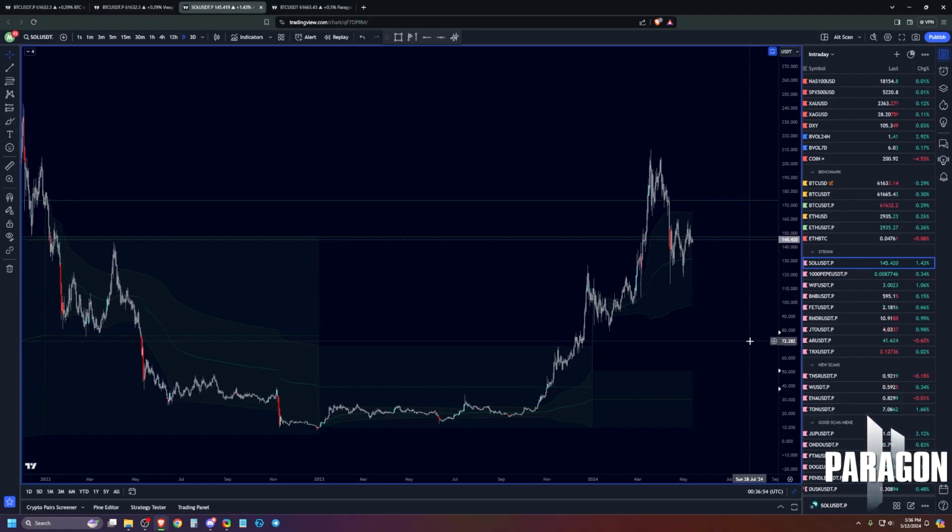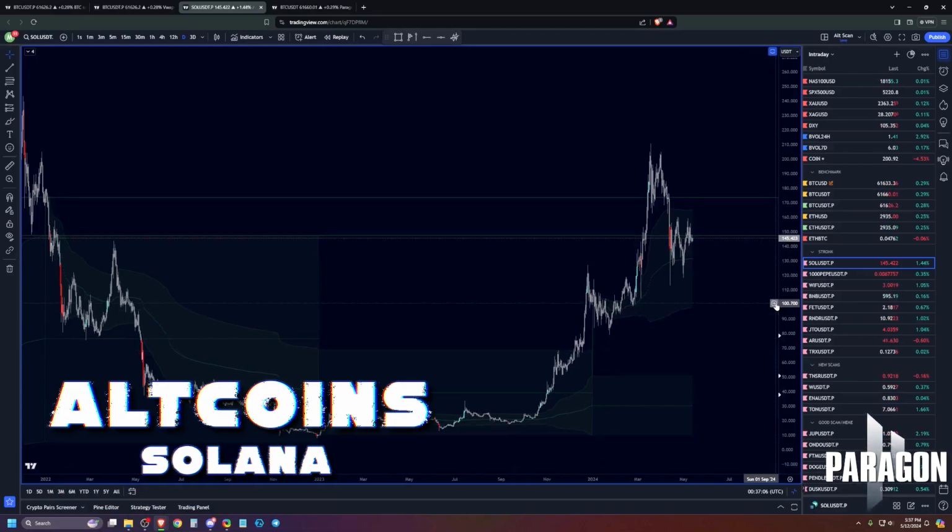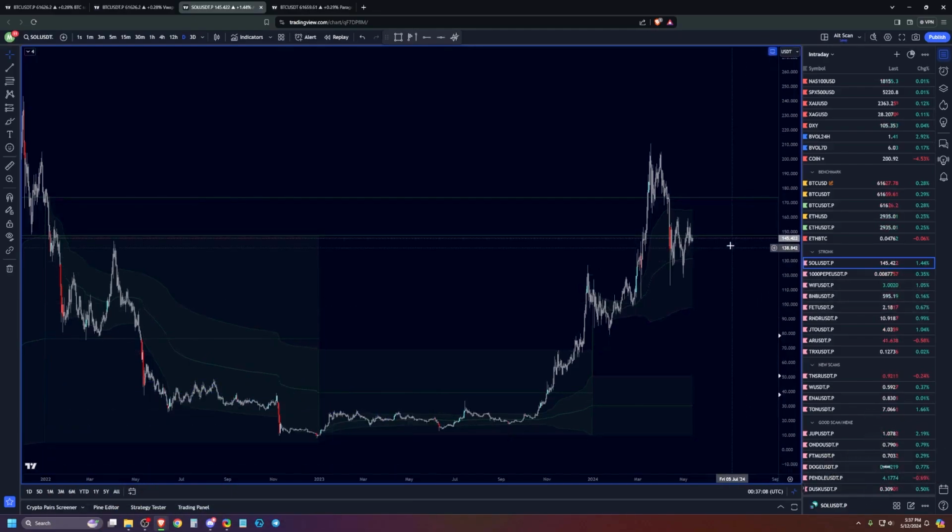So first things first, I'm just going to run through some of the coins that I actually think look good. There's very, very few coins that actually do look reasonable, so there's not a whole lot of filtering that needs to be done right now. As far as large caps go, Solana still looks pretty good to me. It's been fighting for this important reclaim like we've talked about for a couple of weeks now.